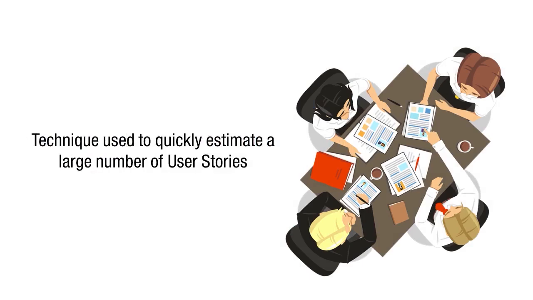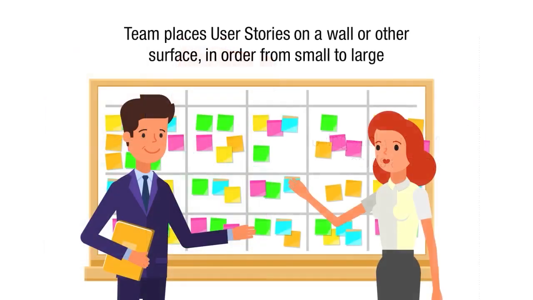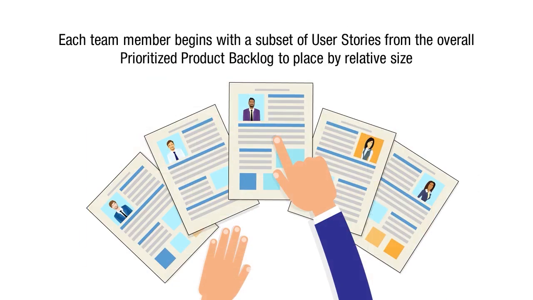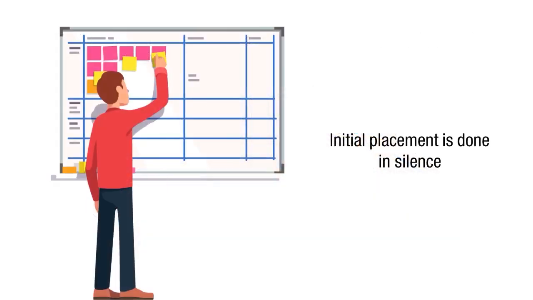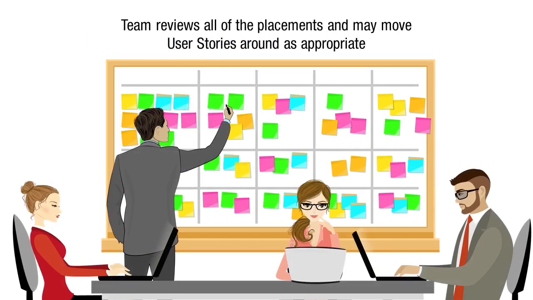It is a technique used to quickly estimate a large number of user stories. Using sticky notes or index cards and tape, the team places user stories on a wall or other surface in order from small to large. For this, each team member begins with a subset of user stories from the overall prioritized product backlog to place by relative size. This initial placement is done in silence. Once everyone has placed their user stories on the wall, the team reviews all of the placements and may move user stories around as appropriate.